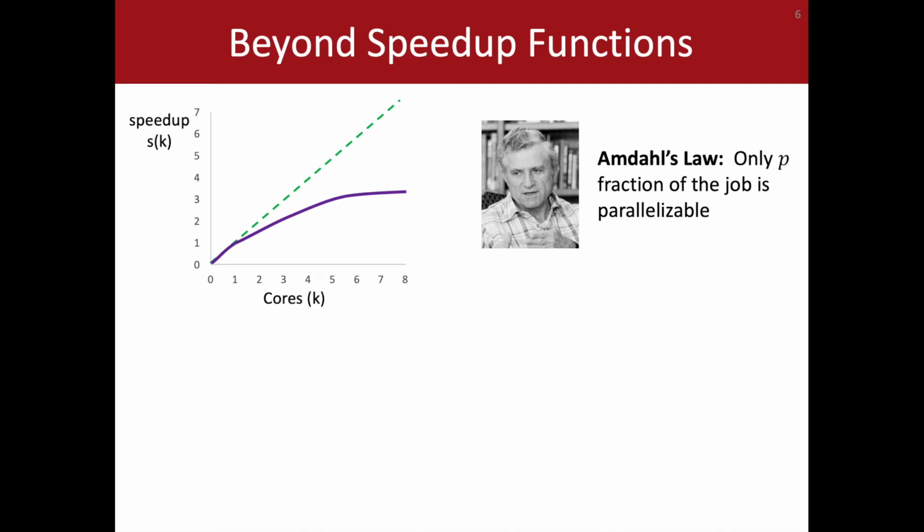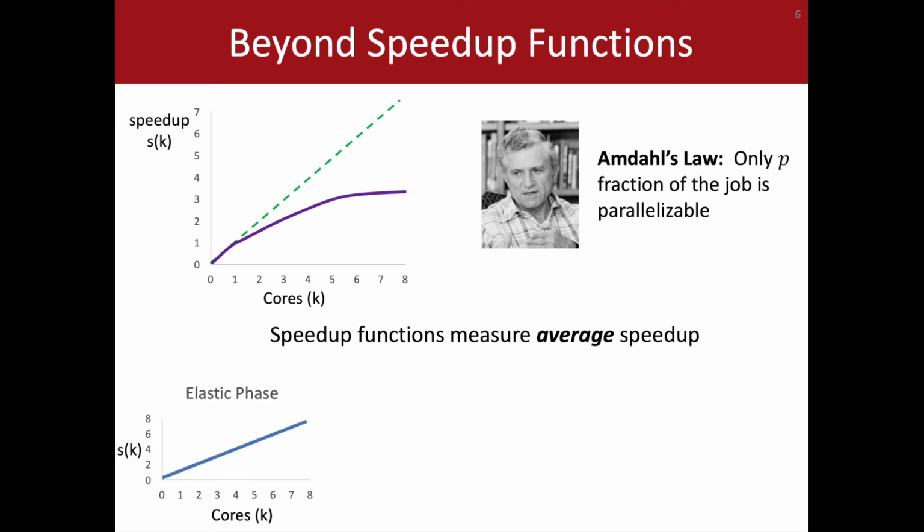Note that encoded in Amdahl's Law is an assumption that a speedup function is only measuring a job's average speedup over time. However, it's possible that that p fraction of the job, which is perfectly parallelizable, all happens at the beginning of the job during some elastic phase, perhaps while the job performs some big parallel computation. This could then be followed by some inelastic phase where the job is completely sequential, perhaps while we coalesce the results of that parallel computation.